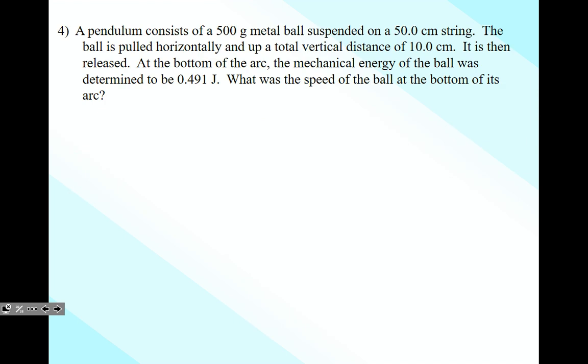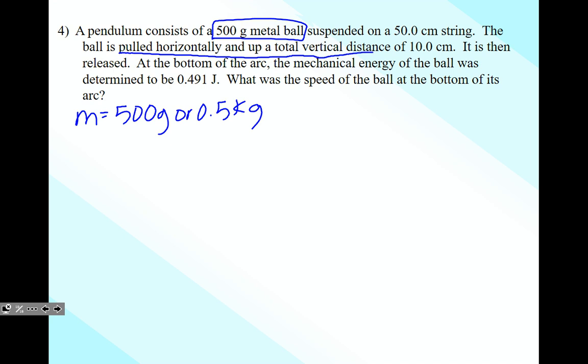Okay, final question. A pendulum consists of a 500-gram metal ball. So our mass is equal to 500 grams or 0.5 kilograms, right? Suspended on a 50-centimeter string. Cool. The ball is pulled horizontally and up a total vertical distance of 10.0 centimeters. So that's your height, not the 50. The 50 can be used only if it reaches 0 at the very bottom, but I'll explain that in a bit.